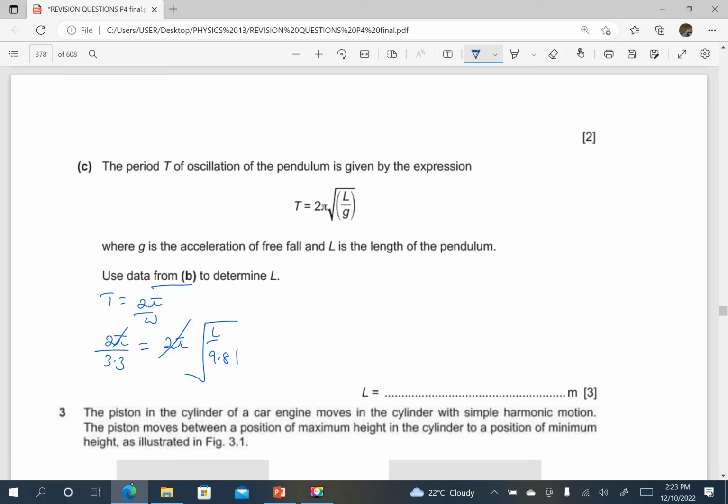So I'll square, open brackets, 1 over 3.3, close the bracket, squared, then times 9.81. And this is 0.9008. So L is 0.9008, which is approximately 0.90 meters.